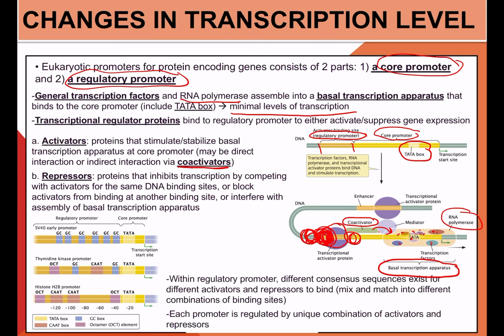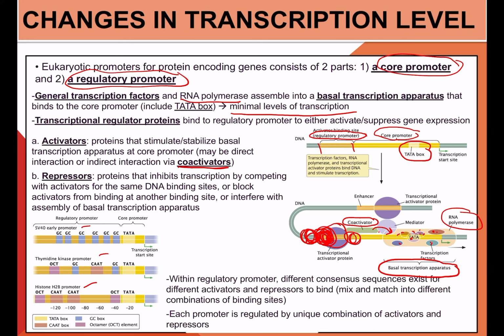Now, within the regulatory promoters, there are different consensus sequences that can exist for different activators and repressors to bind, okay? Remember, we talked about consensus sequences. Those are sequences that are very much alike with each other, and they're specific for different types of activator or repressor. They can all be mixed and matched into different combinations of binding sites for different promoters. Hence here you have 3 different promoters, and each promoter can be regulated by its own unique combination of activators and repressors for different genes.